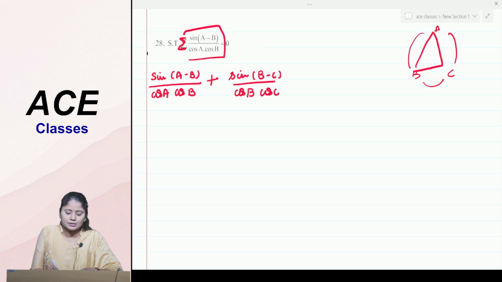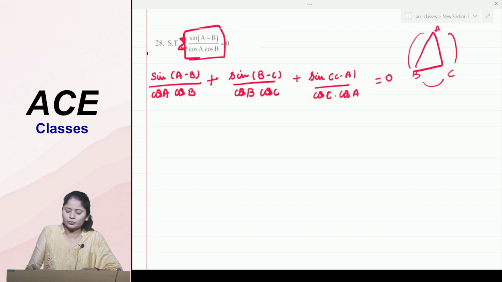Just write as it is there in the question. Okay, sin of a minus b by cos a cos b. Similarly, sin of b minus c by cos b cos c. Then the third term will be sin of c minus a by cos c cos a. Okay, you need to prove this as 0.